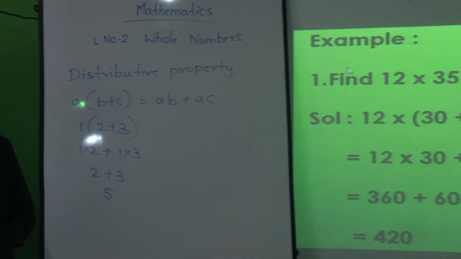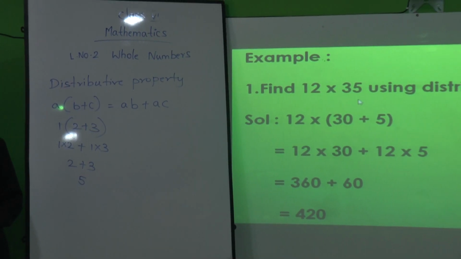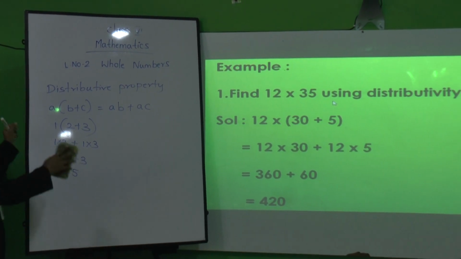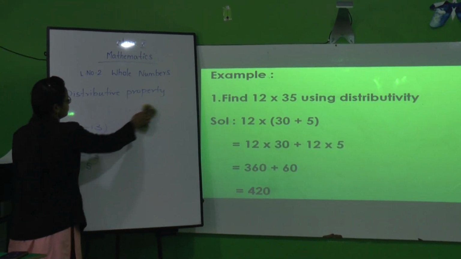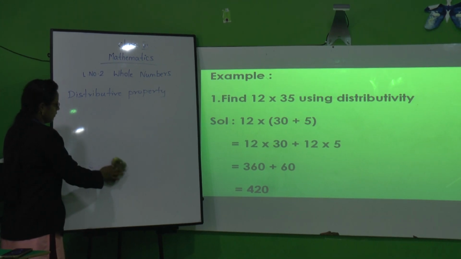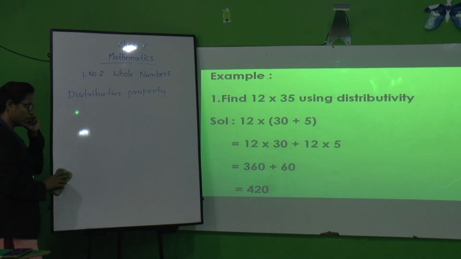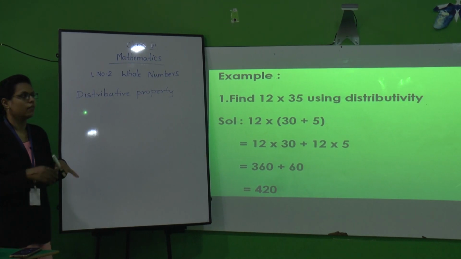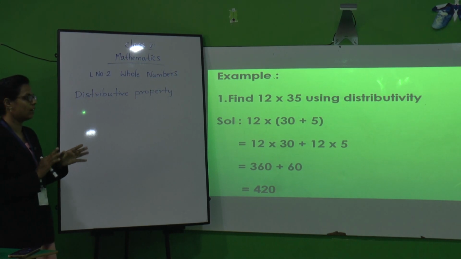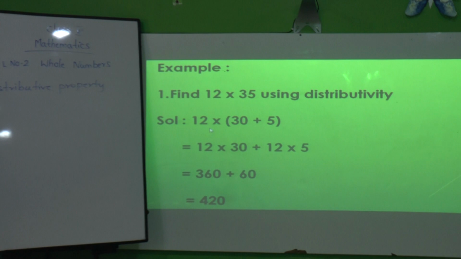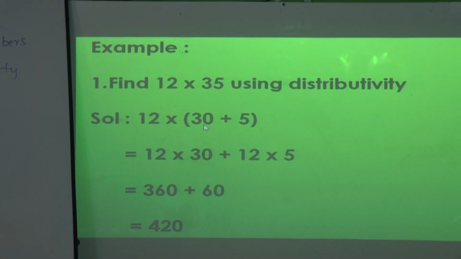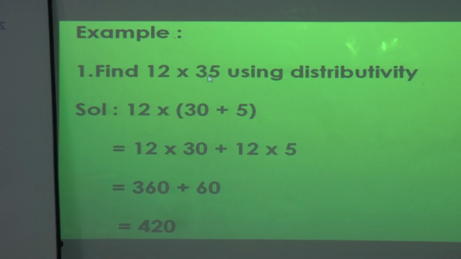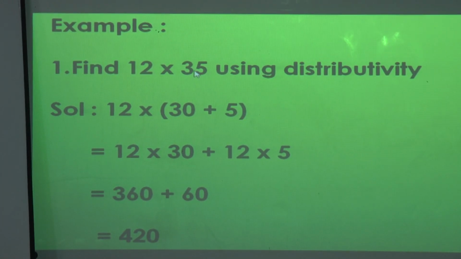See here, for the distributive property, find 12 into 35 using distributivity. See here, first question, 12 into 35. Now we don't have 3 whole numbers here. For finding the distributivity, we have to get 3 whole numbers. So a will be 12, b will be 30 and c will be 5. So 35, we have expanded the bracket. 35 we have taken as 30 plus 5, which is nothing but 35.